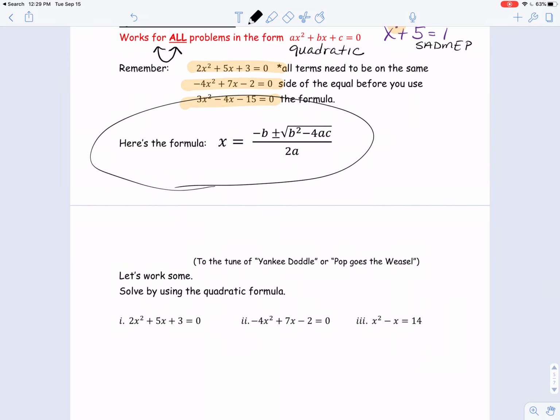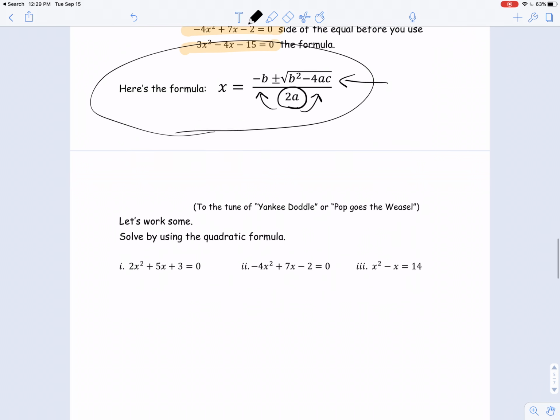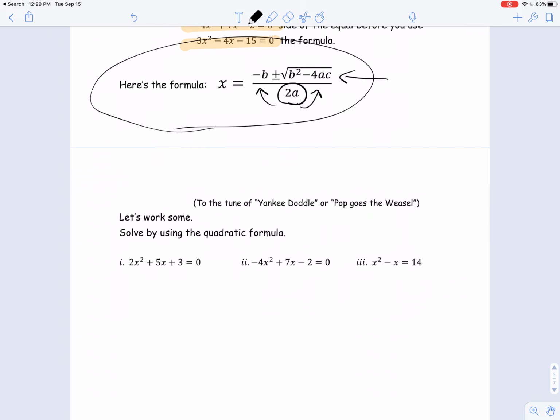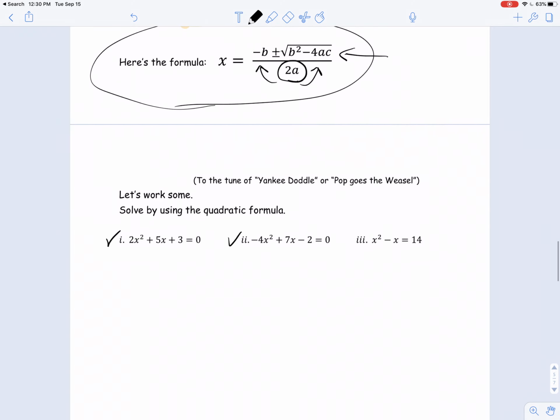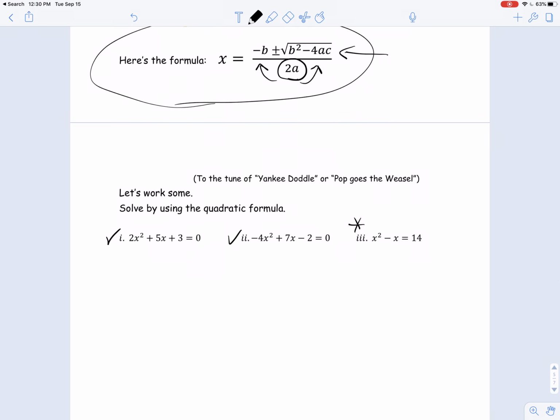All right, what I want to point out is that every bit of this stuff that you see on top, it's all divided by 2a. Very often I have people try to divide just what's under the radical by 2a, but the 2a goes for both of these. So just be careful with that. Other than that, we're basically just going to do substitution. So once everything is set equal to 0, these two already have everything set equal to 0. This one does not. So make sure that you move that 14 before you start.